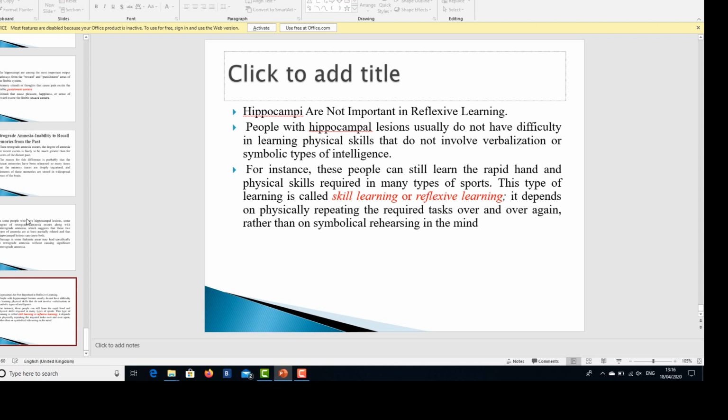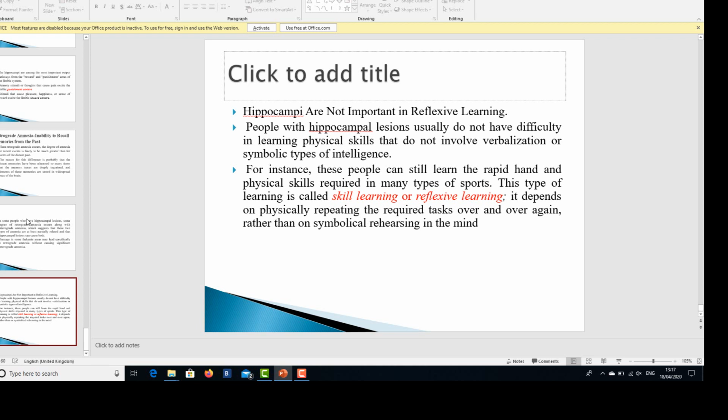Hippocampi are not important in reflexive learning. People with hippocampal lesions usually do not have difficulty in learning physical skills which do not involve verbalization or symbolic types of intelligence. For instance, these people can still learn the rapid hand and physical skills required in many types of sports. This type of learning is called skill learning or reflexive learning. It depends on physically repeating the required tasks over and over again, rather than on symbolical rehearsing in the mind.